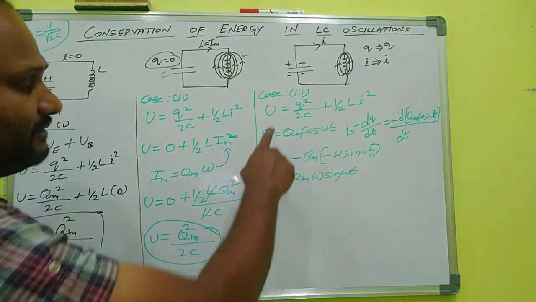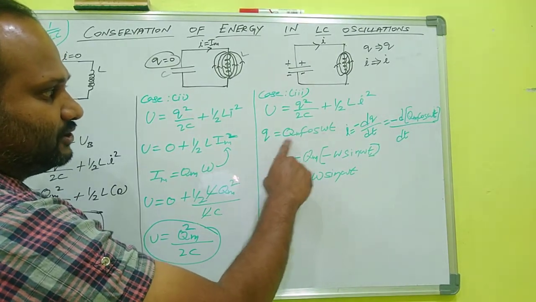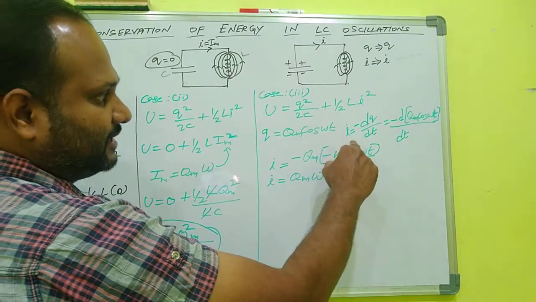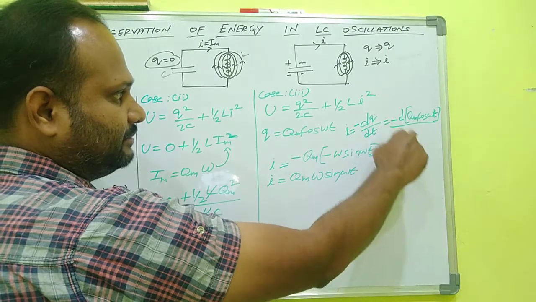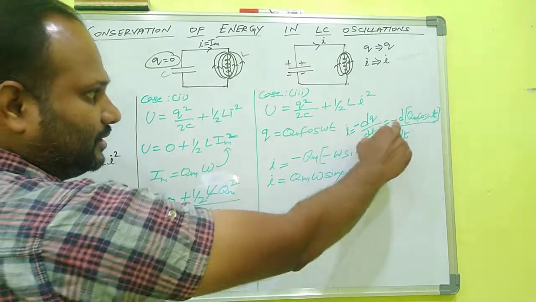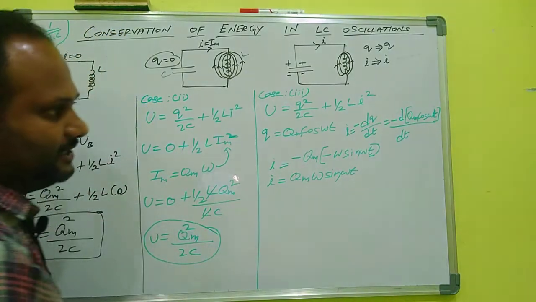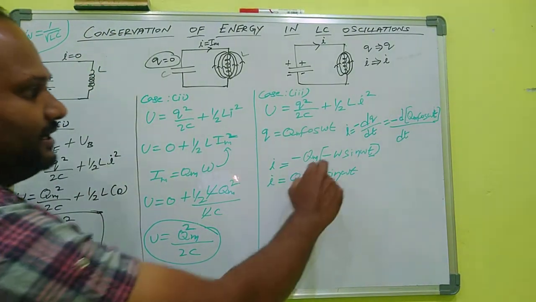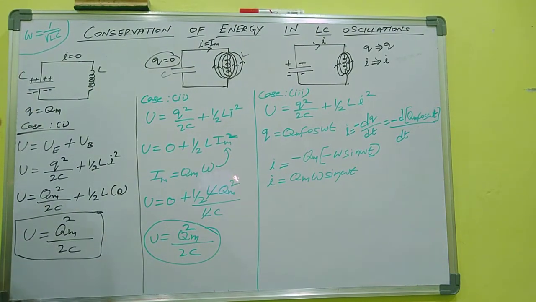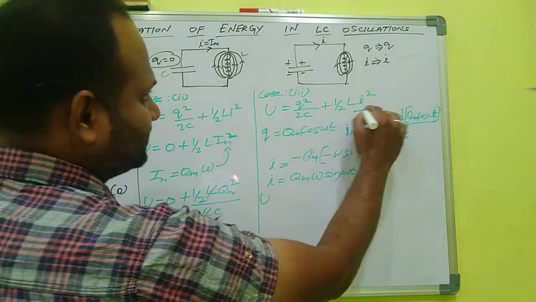What I have done here is u equal to q square by 2c. We can substitute the value of q. Q is equal to qm cos omega t. By the help of this q, we can find the value of current. I equal to minus dq by dt, so I is equal to minus d by dt of q. Q equal to qm cos omega t. Qm is constant, which is taken out. The remaining term is d by dt of cos omega t. When we differentiate cos omega t, it becomes minus omega sin omega t. So minus of minus becomes plus qm omega sin omega t. Okay, we can substitute these two terms in the above expression. This is taken as expression number 1.